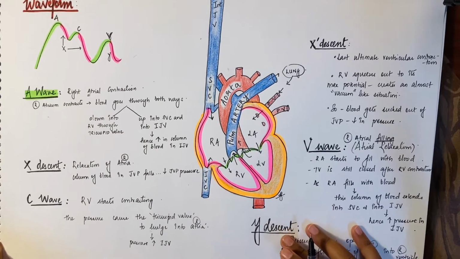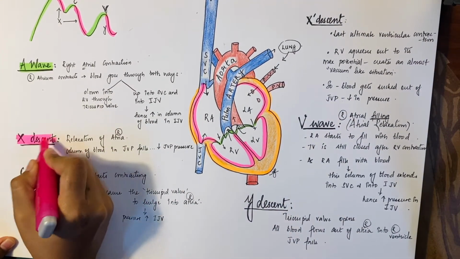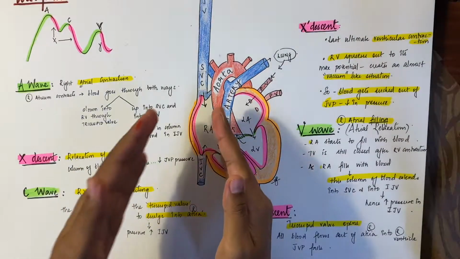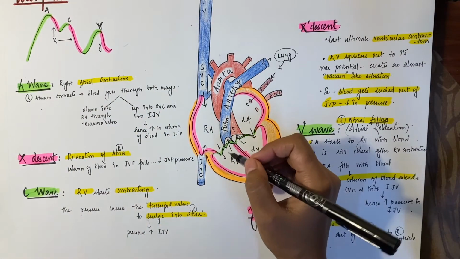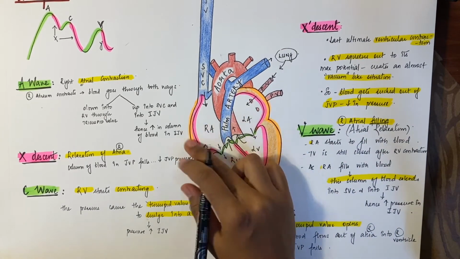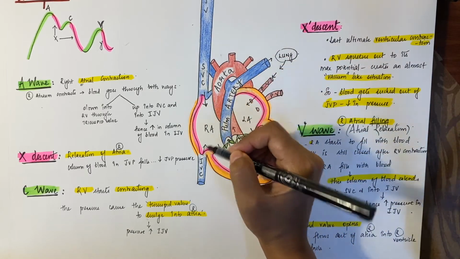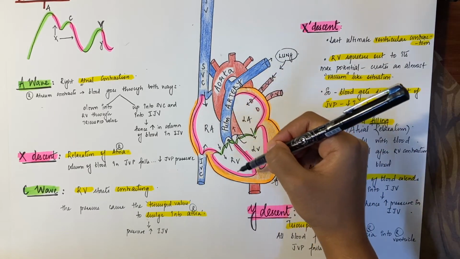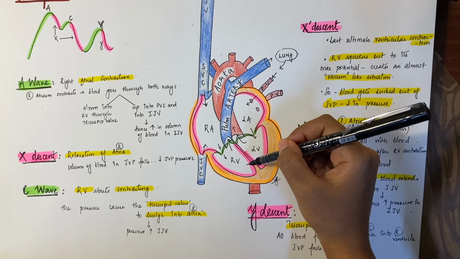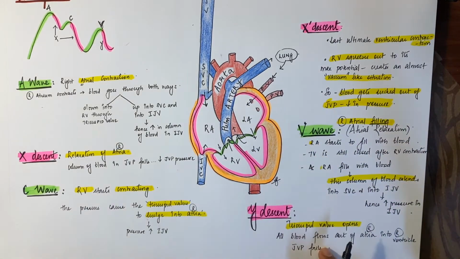Now coming to the X descent. This X descent is the next step. It is caused by the relaxation of the atria. So the blood flows from the internal jugular vein into a relaxed atria. Because of the relaxation, there is a drop in the JVP. Also, during the same time, the blood flows from the right atrium into the right ventricle, completing the ventricular filling, due to which there is a further fall in JVP.